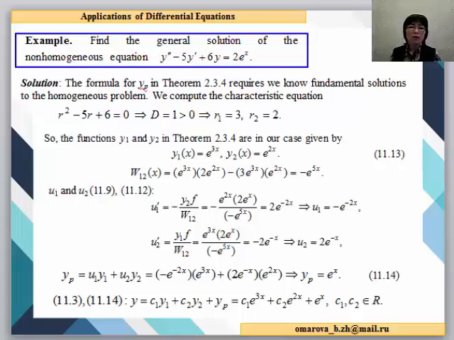Next, notice that the function 11.9 is a solution of the differential equation 11.12. So the equations for u sub 1 and u sub 2 are the following, where we have chosen the constant of integration to be 0. The particular solution we are looking for is given by equality 11.14. Then the general solution theorem for the non-homogeneous equation implies, from 11.13 and 11.14, the following.